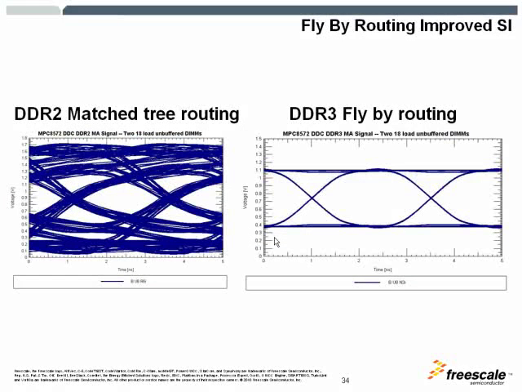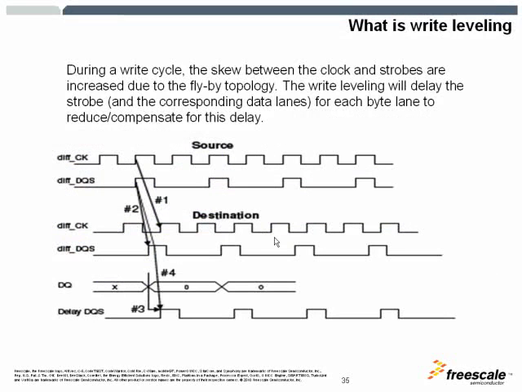The motivation for this flyby topology was to improve the signal integrity, and as you can see here, the flyby topology does improve the signal integrity, and the data eye is much wider on the right than on the left picture. So when write leveling occurs, or this flyby topology is happening during a write cycle, the skew between the clock and strobes is increased due to this flyby topology.